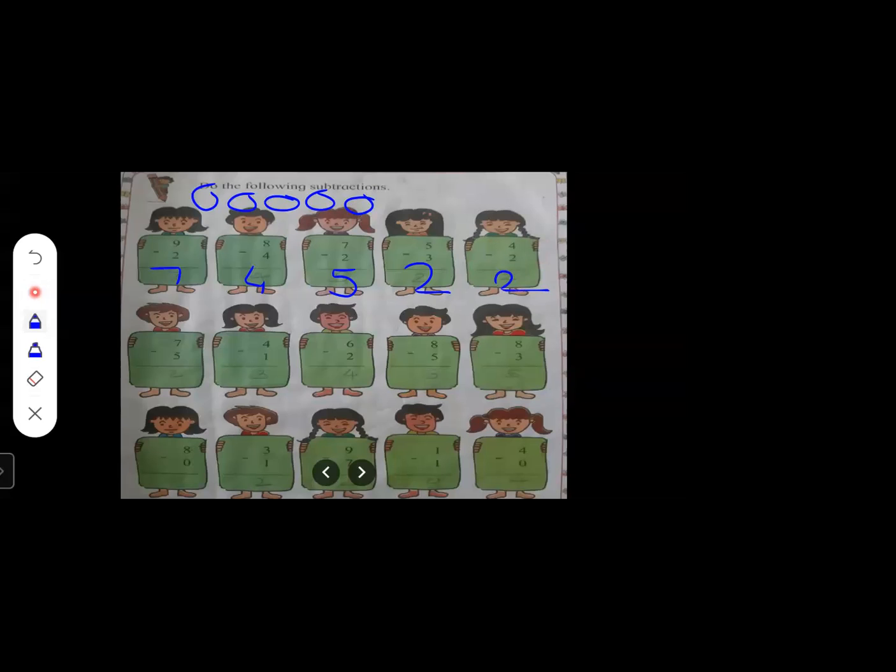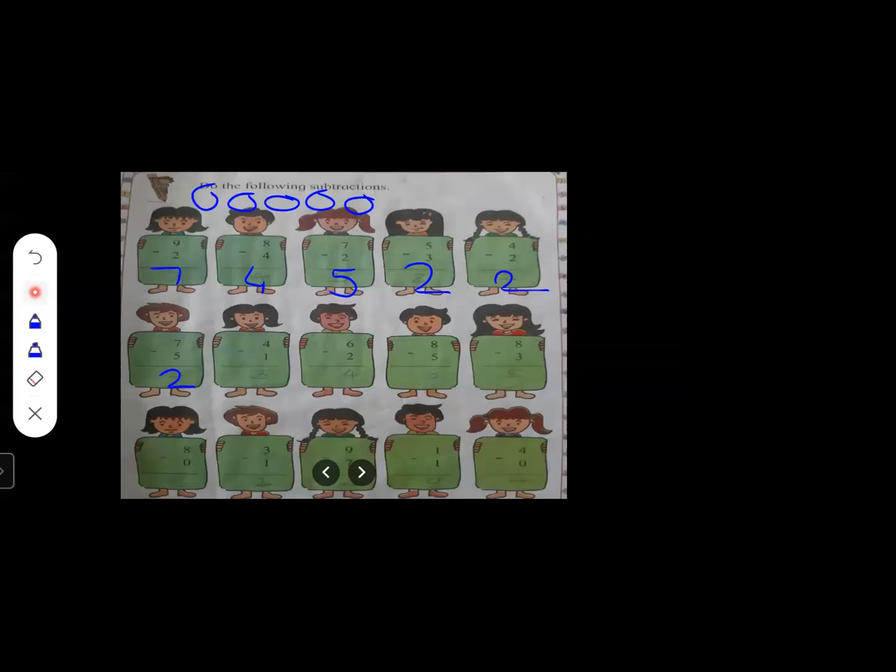Okay. The next one. 7 minus 5. Take 7 fingers on your hand. Very good. Then close 5 fingers. How many fingers are left with you now? 2. So the answer you are going to write is 2. Okay. Now the next one. 4 minus 1. All the students are going to take 4 fingers on your hand.